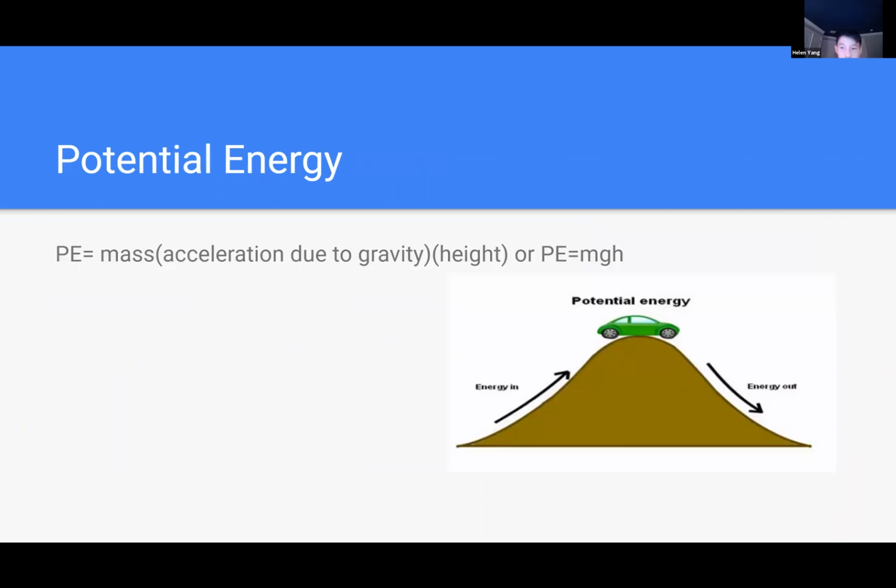And then potential energy. Potential energy is the energy due to position. And in the diagram, you can see that the car is on top of the mountain or hill, and it has potential energy. So you can write potential energy is equal to mgh, which is the mass times acceleration due to gravity times the height. So the further you go up and the higher you get, the more potential energy you have.